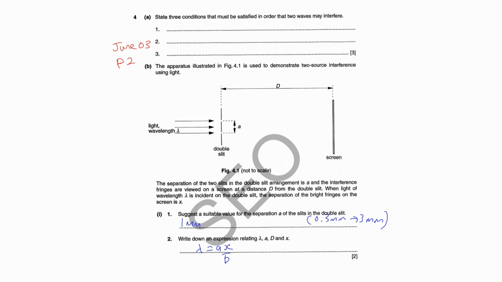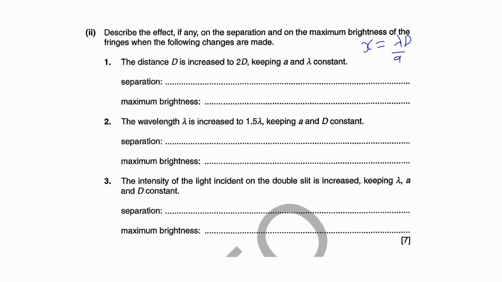And then the next one is quite straightforward, writing down the expression between lambda, d, x and a. So it's lambda equals ax over d. Now for the next one, they ask you to determine the effect on the separation of the fringes and also the maximum brightness when you change this.